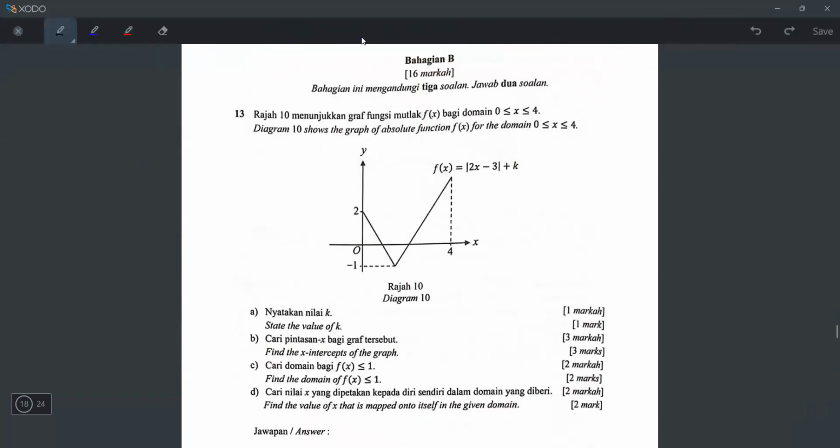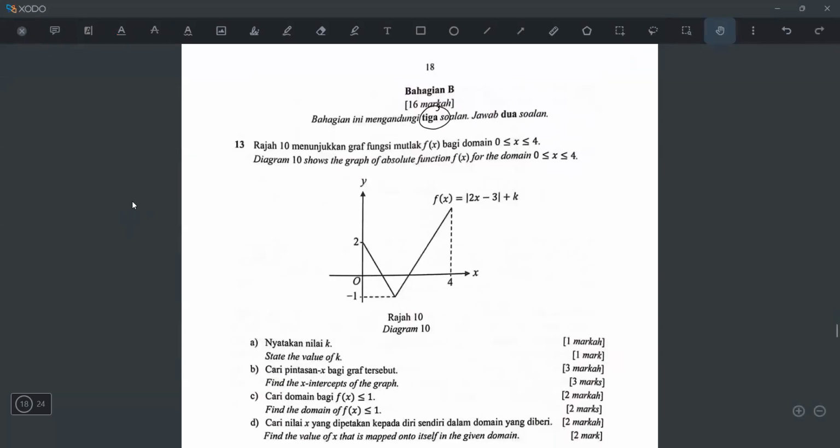Okay, let's go to section B. This section contains 3 questions, answer 2 questions, but I will answer all 3. Okay, because we are doing revision, so I think I should answer all 3. Let's go. Diagram. So they give you diagram 10 shows the graph of absolute function for the domain 0 until 4.